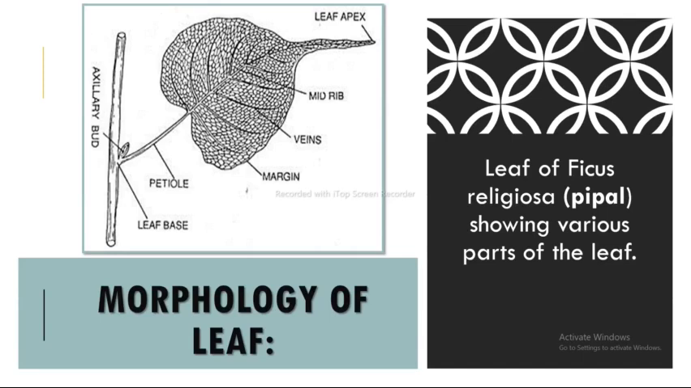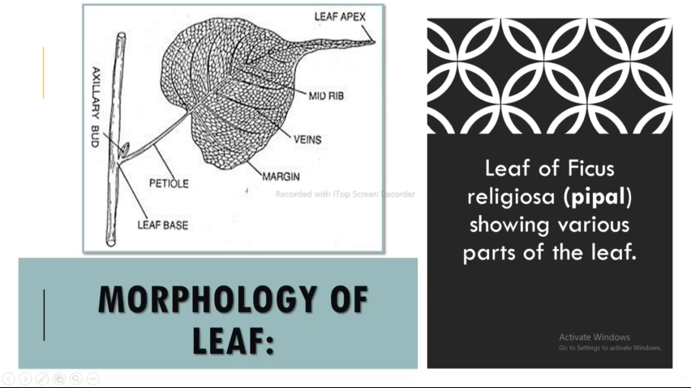Morphology of leaf. So this is the structure or parts of the leaf. This is a leaf of Ficus religiosa, and it is showing the various parts of the leaf. You can see in this figure that this is the leaf apex or leaf tip. In the center you can see the prominent vein of the leaf, and this is known as the midrib. And these are the veins of the leaf. This is the margin of the leaf.